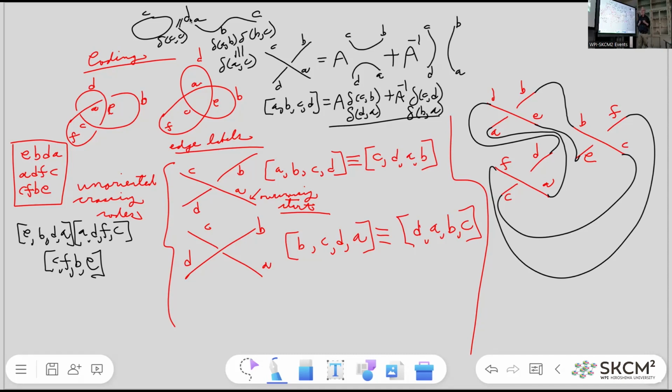So this is a good place to stop today, and I'm going to go on telling you more about the bracket and how it turns into what's called Khovanov homology in the next 2 days.